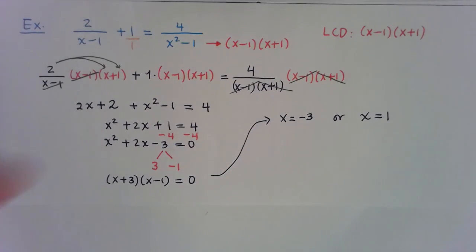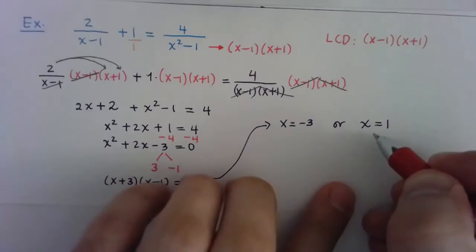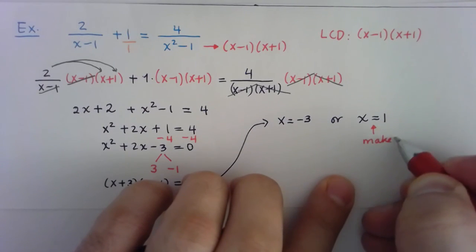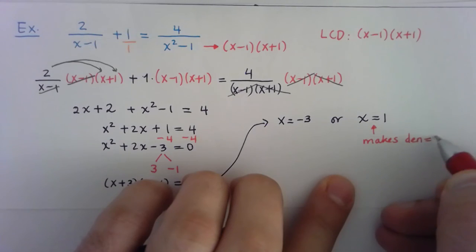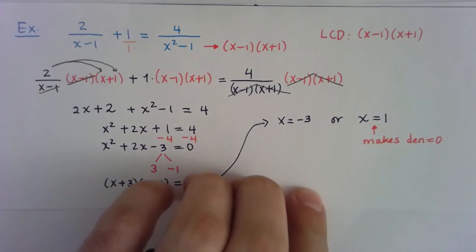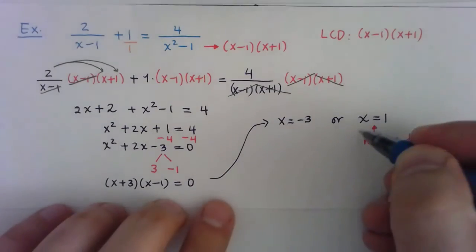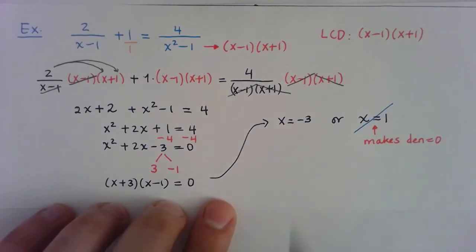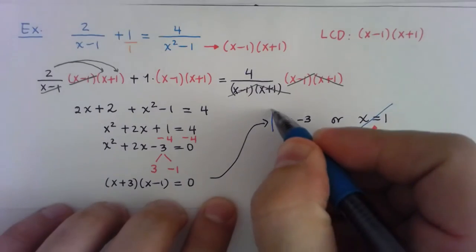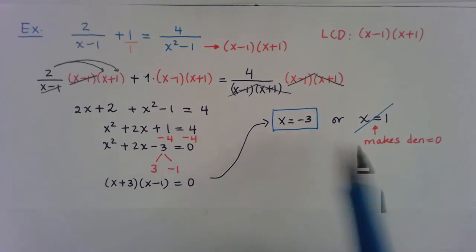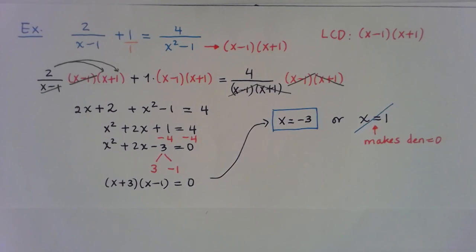But you can clearly observe this one. This number 1 makes a denominator equal to 0 in the original equation. So I have to take this out. It's not a solution. Negative 3 though, it works. So negative 3 is the only solution. If you come up with something like one of them and it doesn't work, then you say no solution. But in this case, negative 3 satisfies that one.